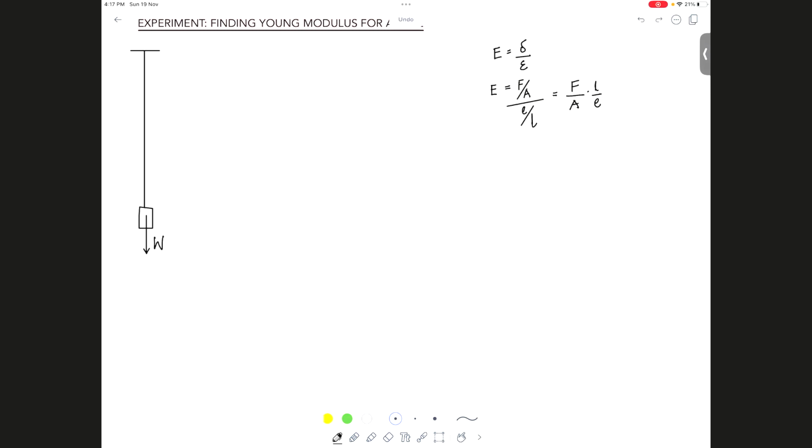I will find what from this wire to find extension, the change. So say this point extends by some amount, we find that this is the extension. So I have my extension here. I can also find what here? The original length, right? And what else do I need? The cross sectional area of this wire. So these are the things that I need.